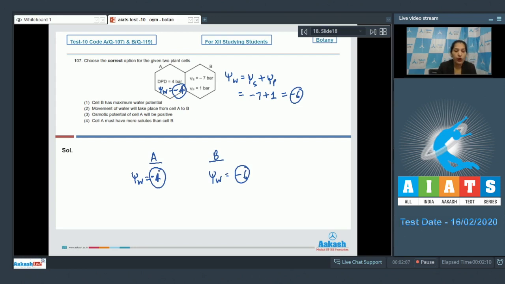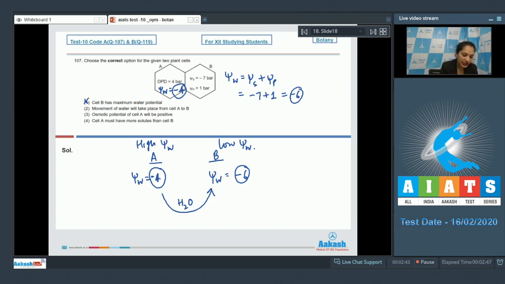Water moves from high water potential to the low water potential. The value -4 is high, then the -6. So the water will move from cell A to cell B. Cell A has high water potential as compared to the cell B. Now, see the options. Cell B has maximum water potential. What is the maximum water potential? It is 0, whereas cell B has water potential which is -6.